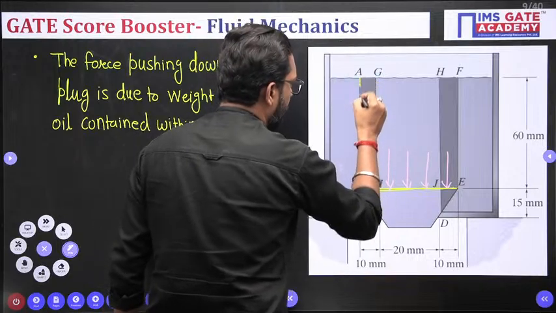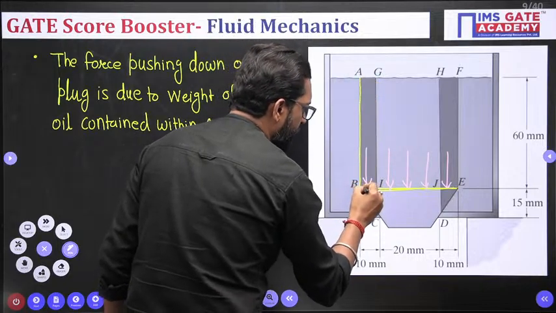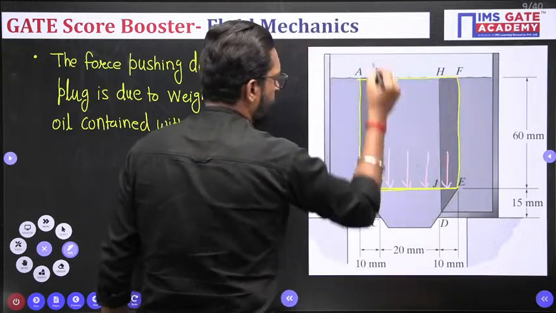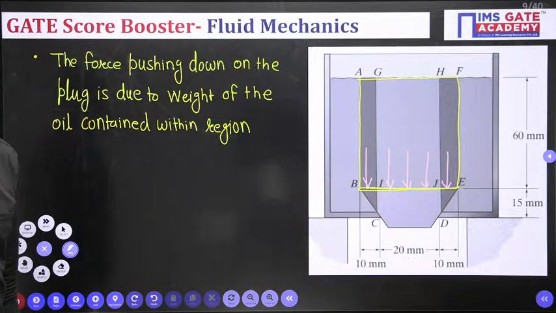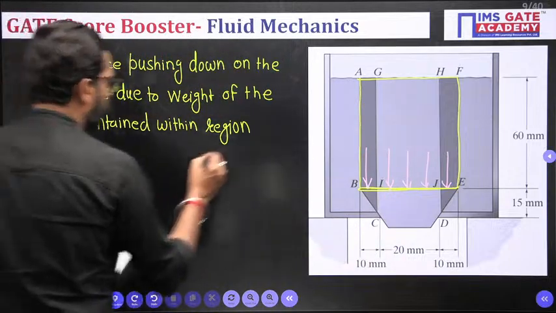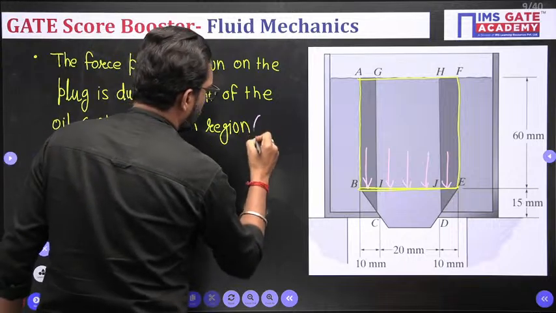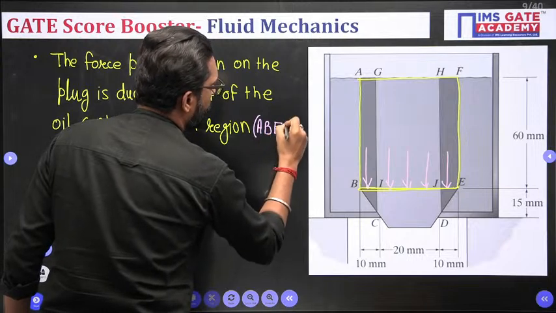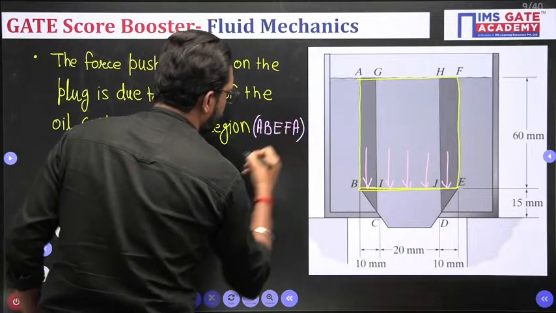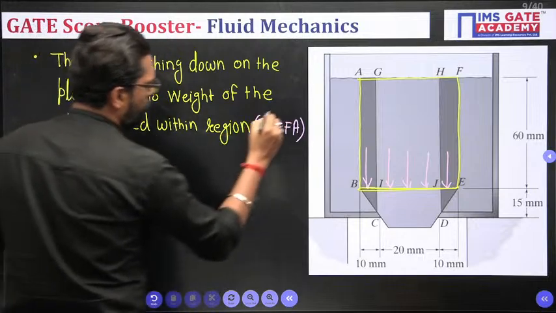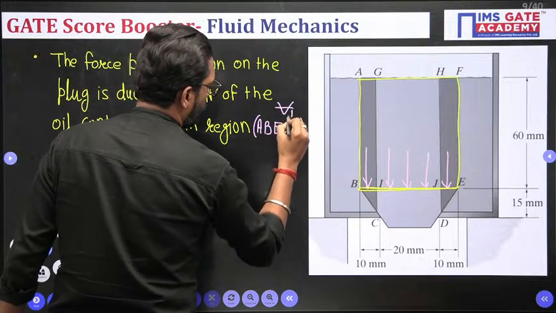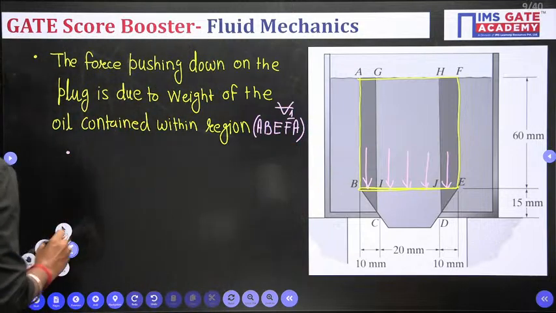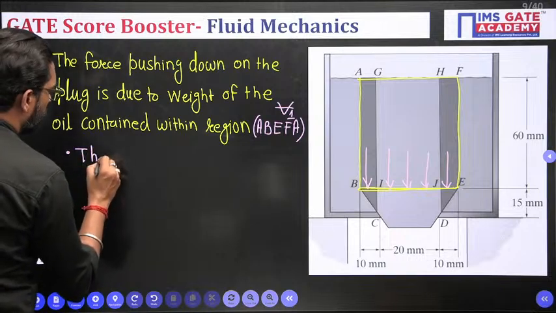That means A, B, E, F, A. This volume is the weight of the fluid. So region, what is that? A, B, E, F, A. Okay. Let's suppose this is your volume V1. Now, the second one is the force.